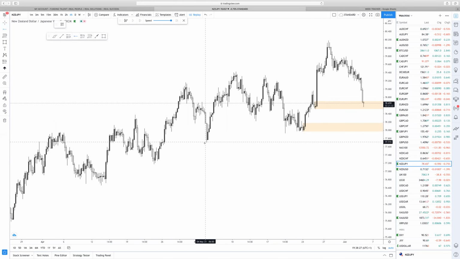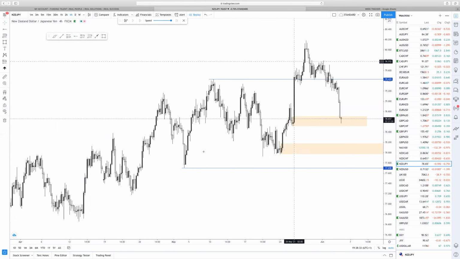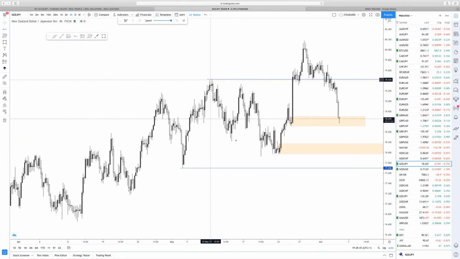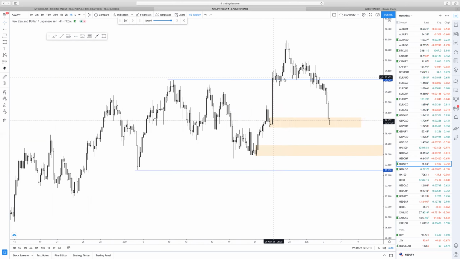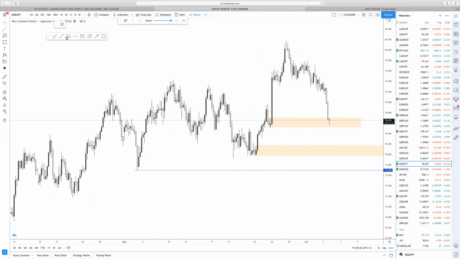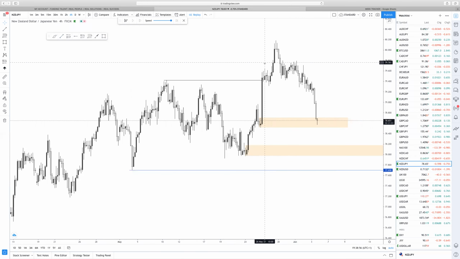So this is a low, and this is a high, correct? This is your low, and this is your high, and this is your range. This is a break of structure here, because it's after breaking this. And then that last one there, that candle.